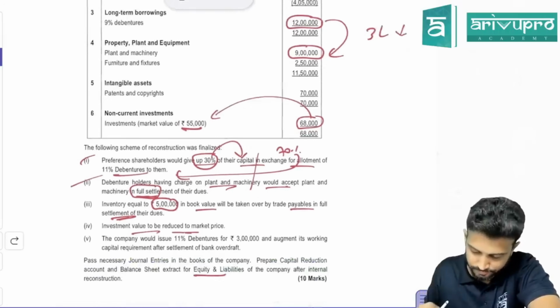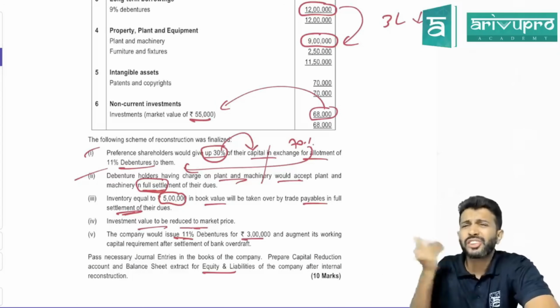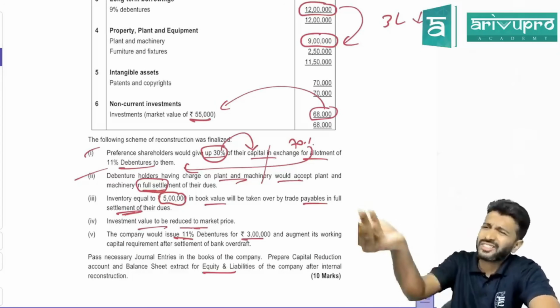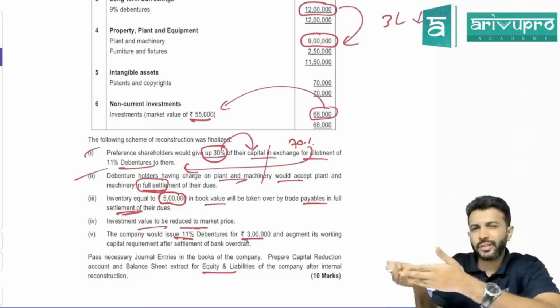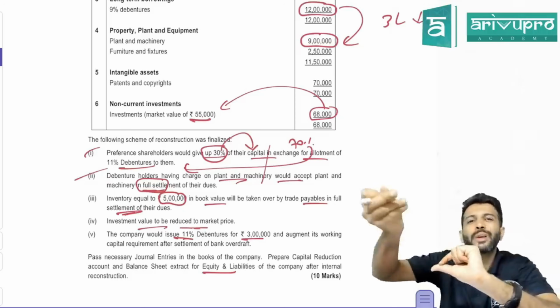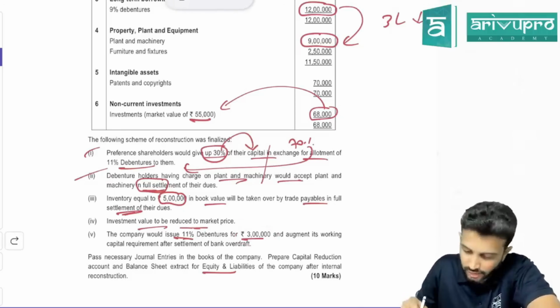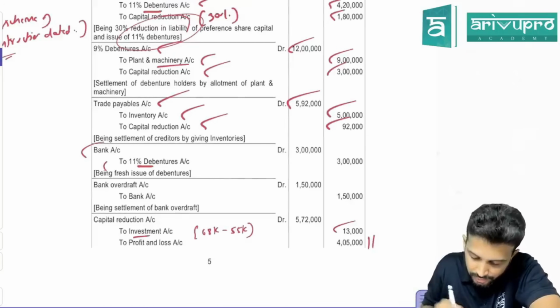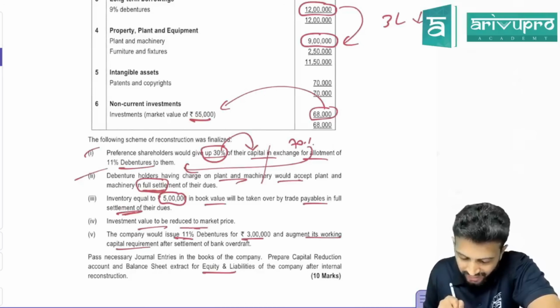Company would issue 11% debentures for 3 lakh. So they're issuing debentures for cash. When we use the word cash, it is loosely used. Cash here refers to cash in hand as well as cash at bank. So what is the journal entry for issue of debentures? Bank account debit, to 11% debentures, 3 lakh.